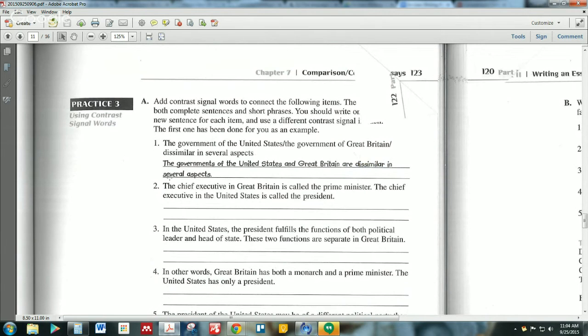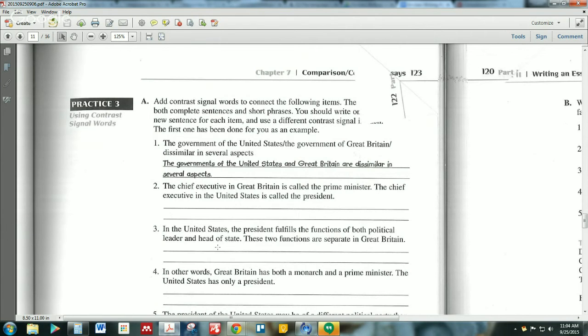The executive in Great Britain is called the Prime Minister. The chief executive in the US is called the President. So let's look for a signal word. The chief executive in Great Britain is called the Prime Minister; in contrast, the chief executive in the United States is called the President.